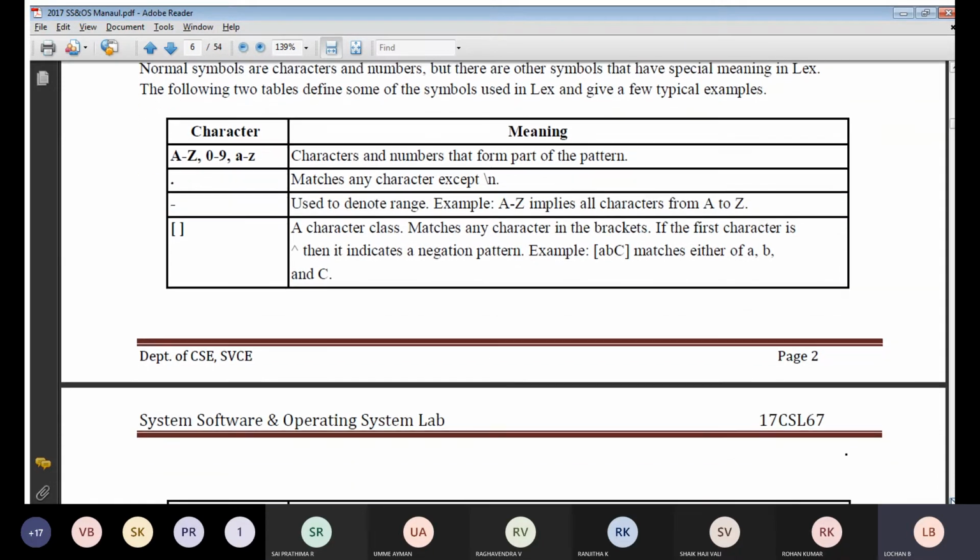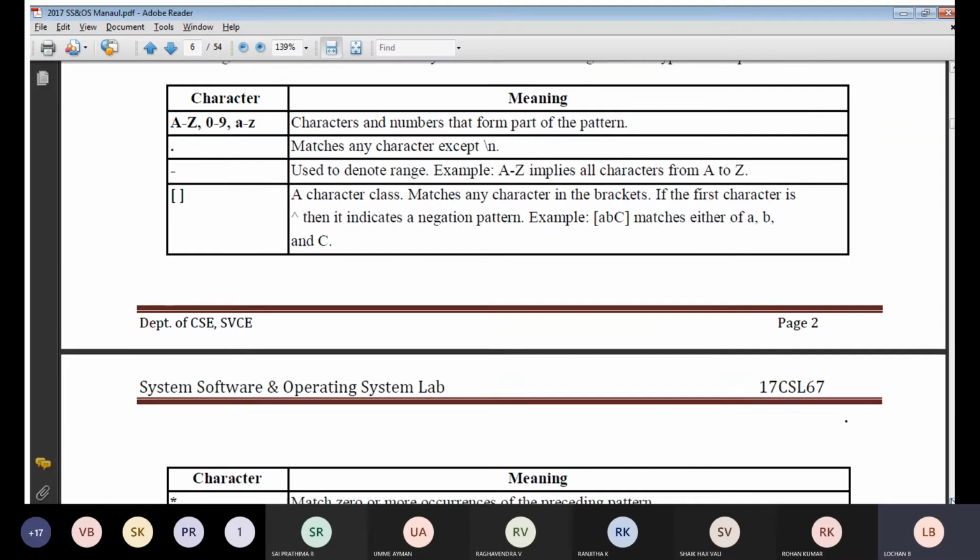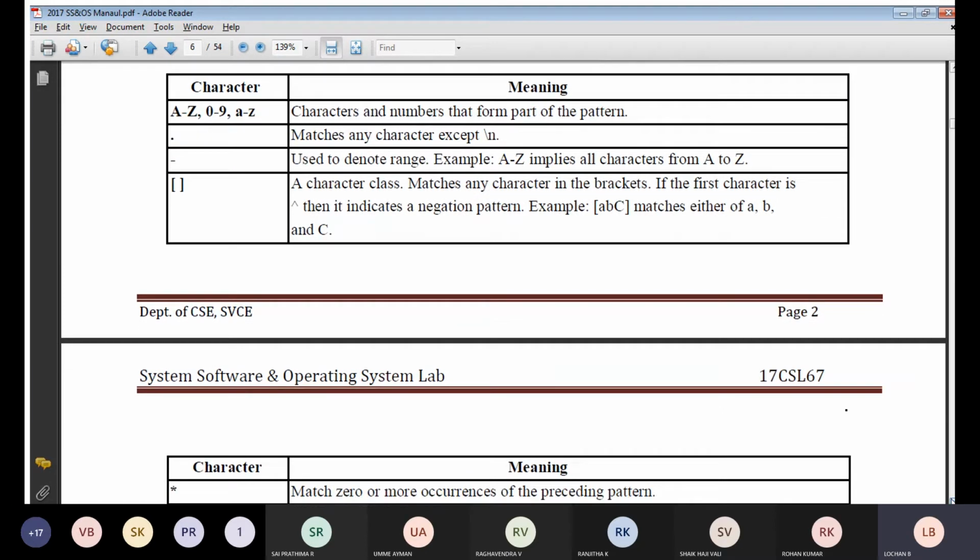So the first thing, if you look here, is character. In the character class, you are going to get capital A to Z, small a to z, or 0 to 9. That means we are looking at characters and also at numbers. Characters means you can have uppercase letters or lowercase letters. Numericals means you can have from 0 to 9. That is the first thing we will be discussing here.